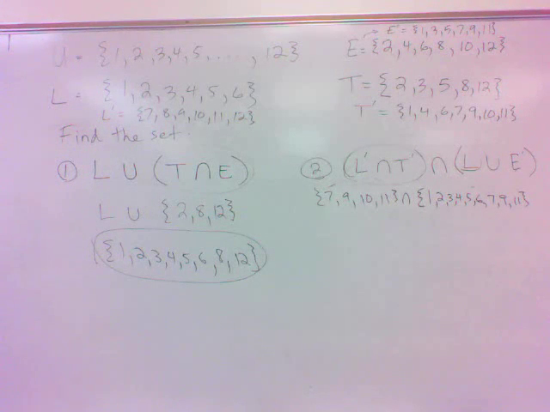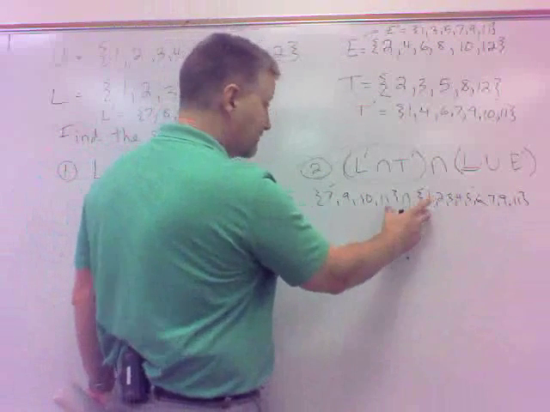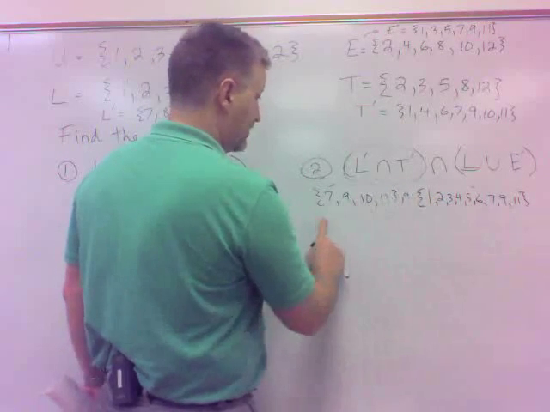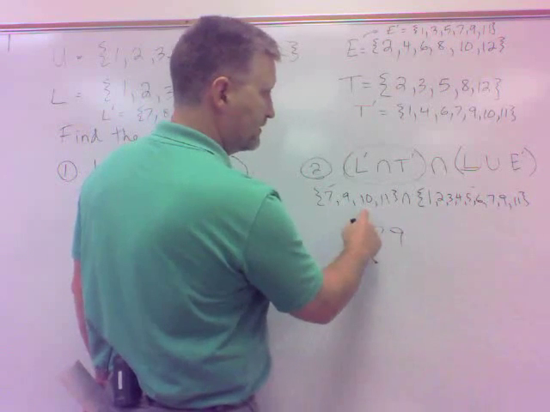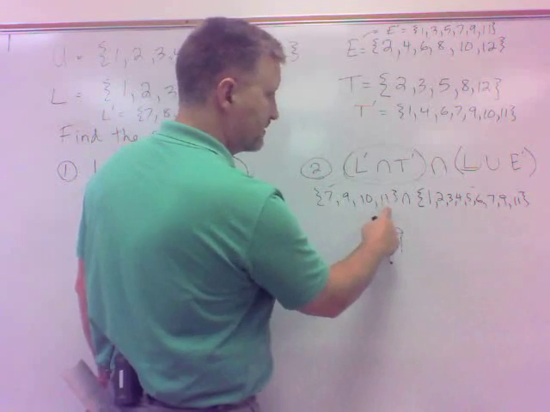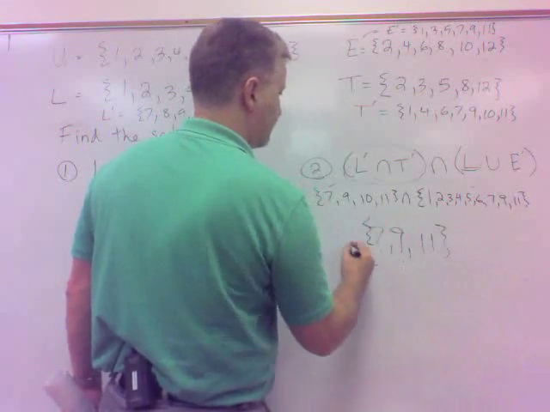So yeah, now there's a third thing to do, and that is intersect these two sets here. Intersect means what's in common, so we look at what's in common. They both have a 7. They both have a 9. Not a 10. They both have an 11. So 7, 9, and 11 is my final answer.